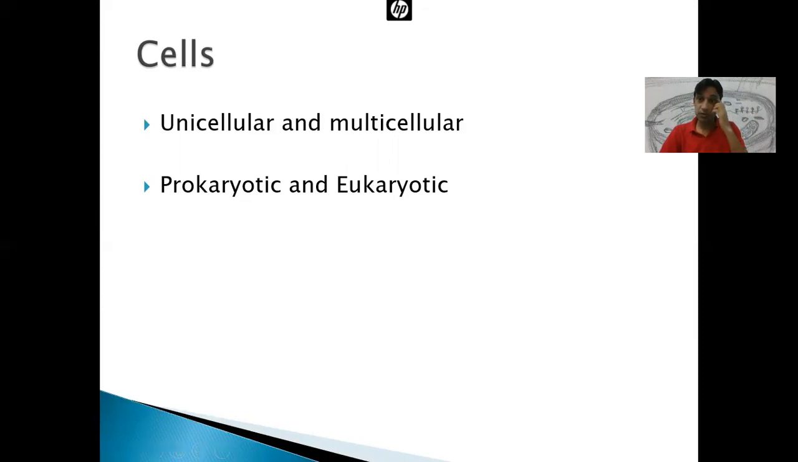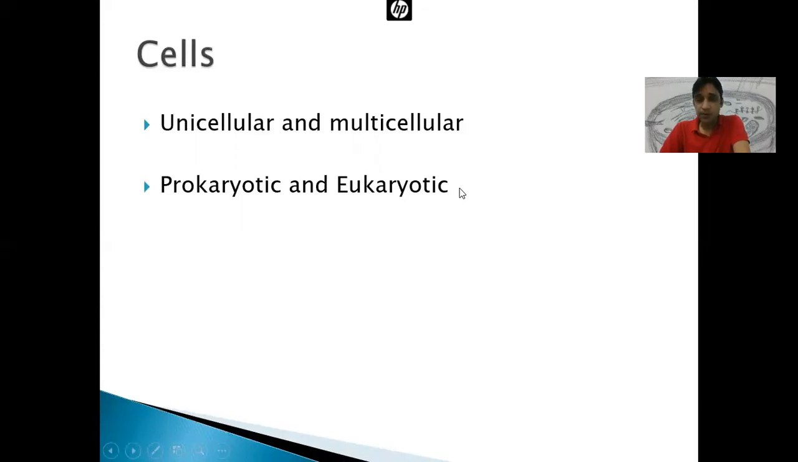You can define these two types of cells, but as a rule, you should remember that prokaryotic cells are the ones which do not carry any well-defined nucleus. That does not mean prokaryotic cells do not carry genetic material, but they do not carry a well-defined chamber, which is very famous. That chamber is called the nucleus. Prokaryotic cells do not carry any nucleus, while eukaryotic cells do carry a well-defined chamber which encloses the genetic material, and that chamber is called the nucleus, and the cells are referred to as eukaryotic cells.